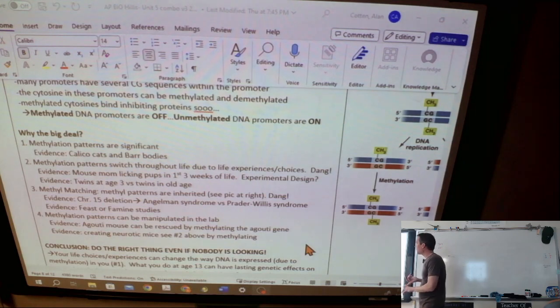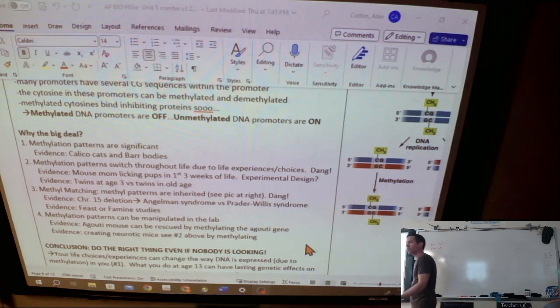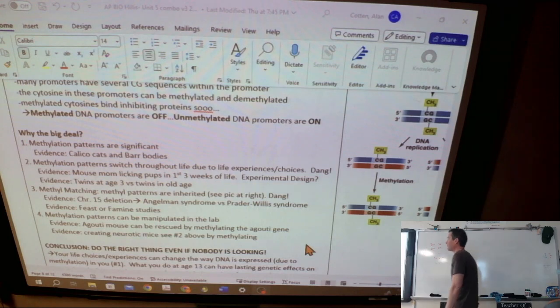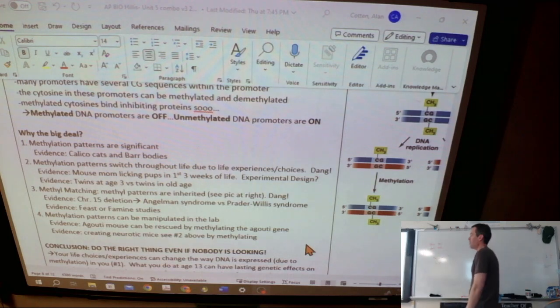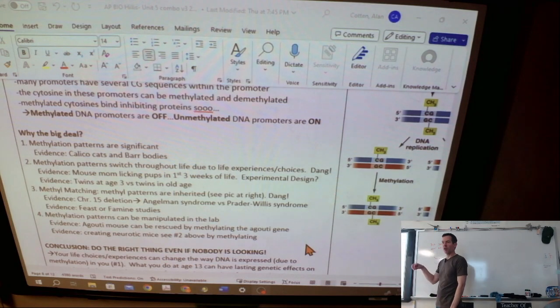So things that we saw that methylation patterns matter with like calico cats. So if I have DNA and I change methyl patterns, then now that cat might have this phenotype. That fur is orange. Or it might have this other phenotype. That fur is black. Next up, we saw that methylation patterns can switch throughout life due to life experiences. That's when mama mice would lick her pups and methyl groups would fall off and they'd be well-adjusted adults as opposed to anxious adults.